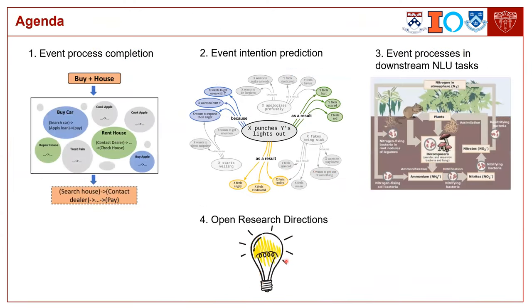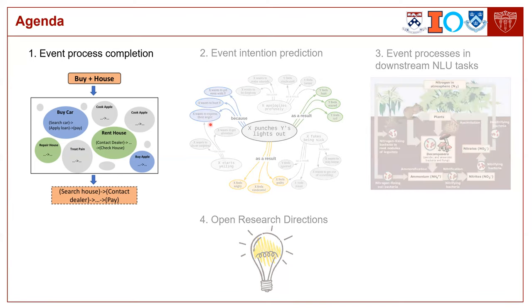So for the rest of the talk, I will split it into four technical parts. I will first focus on recent advances for event process completion, and also talk about the event intention prediction problem. I will show how event processes can help different downstream natural language understanding tasks. And I will also spend a little bit of time on some open research directions in this area. And between every part, I will leave some space in case the audience has some questions. So let's first look at the problem of event process completion.